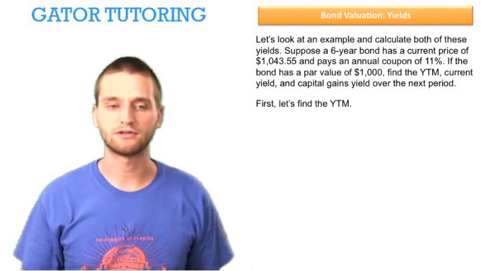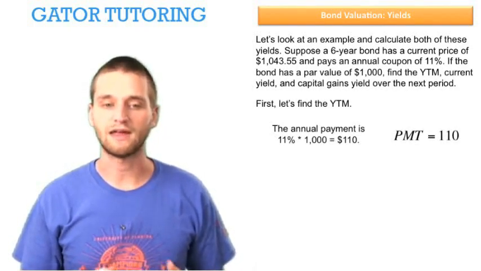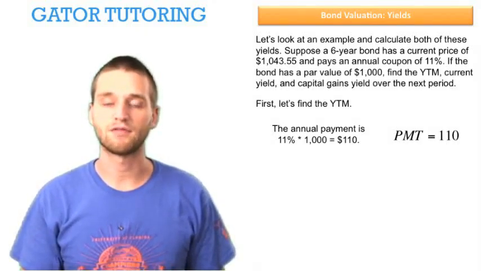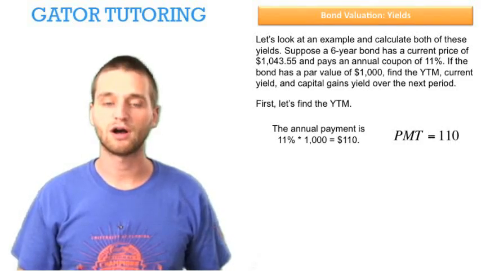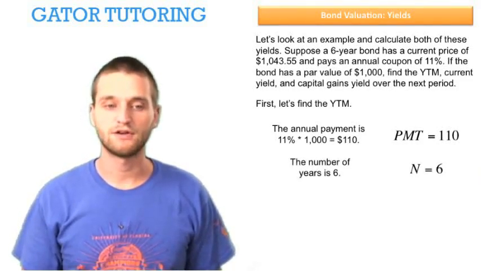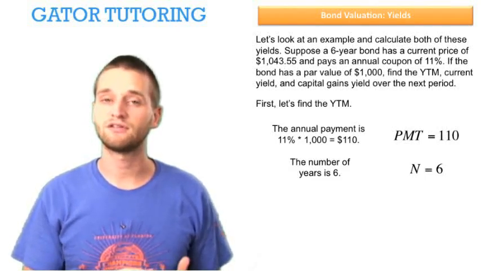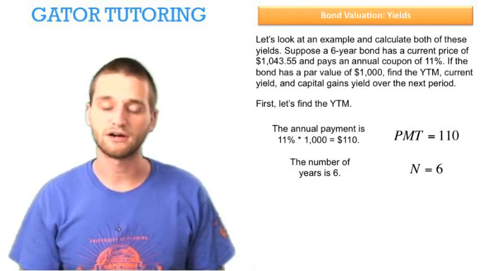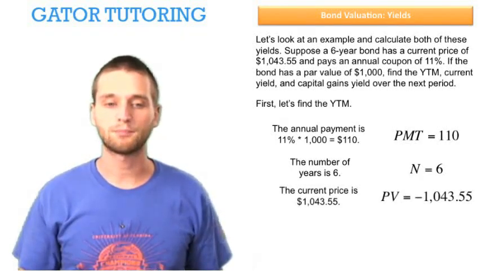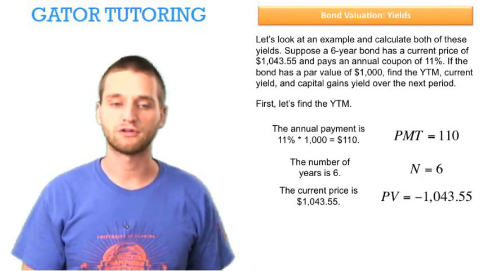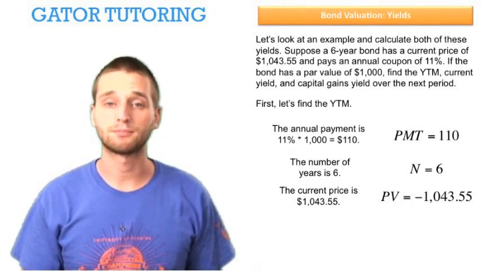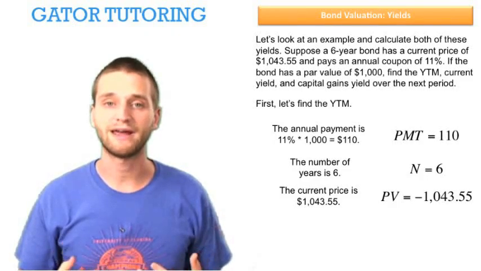First, let's find the yield to maturity. The annual payment is the coupon rate of 11% times the par value of the bond, $1,000, or $110. So we enter this in as the payment. The number of years is 6, and since each period here is 1 year, we just enter in 6 for the number of periods. The current price of the bond is $1,043.55, so we enter this in as a negative number for present value since this is what we're willing to pay today for the bond.